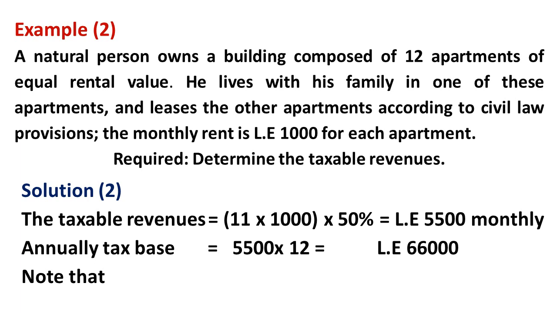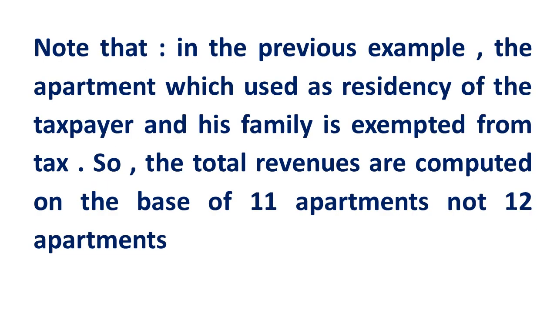Annual tax base equals 5,500 multiplied by 12 months equals 66,000 Egyptian pounds. Note that in the previous example, the apartment used as the residence of the taxpayer and his family is exempted from tax. So the total revenues are computed on the basis of 11 apartments, not 12 apartments.